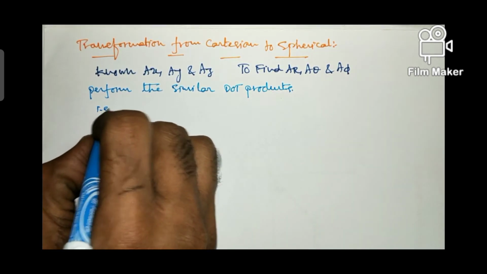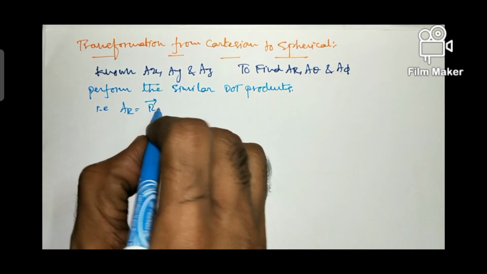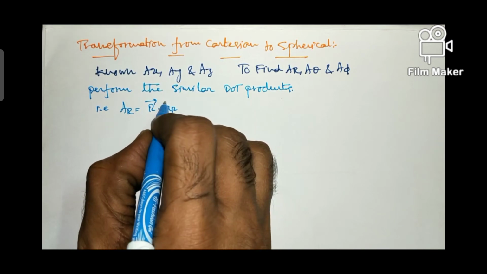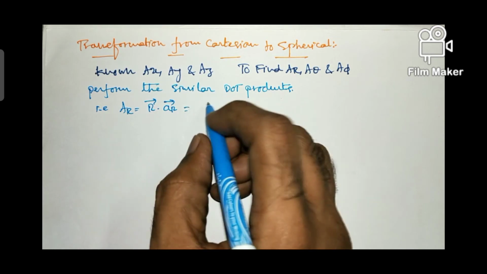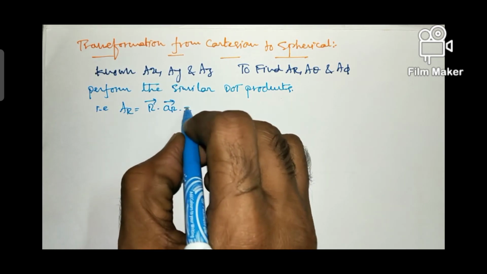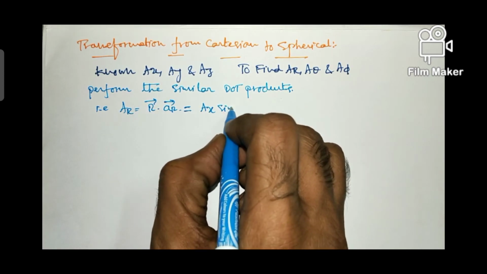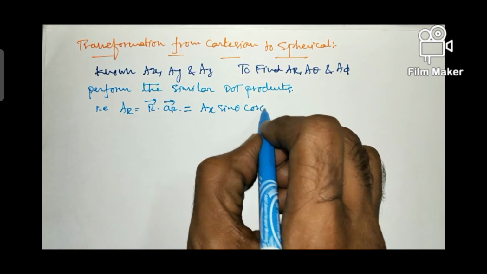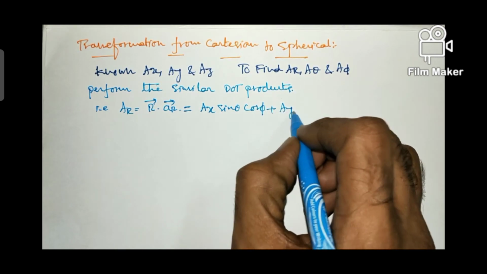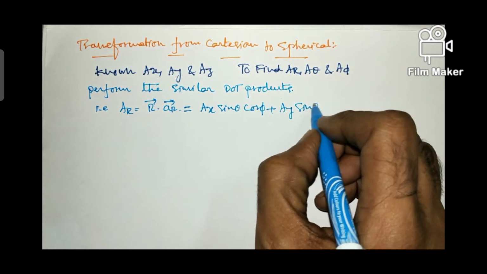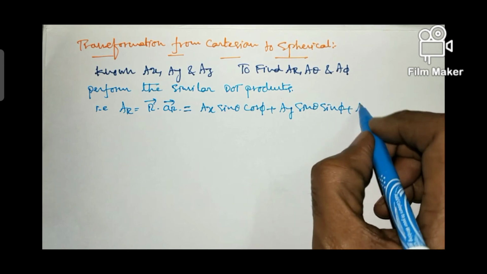In order to get Ar, the magnitude of Ar, we have to perform the dot product of r bar with respect to the unit vector ar bar. So here directly I am putting the answer. If you perform the dot product, we get Ax sin theta cos phi plus Ay sin theta sin phi plus Az cos theta.